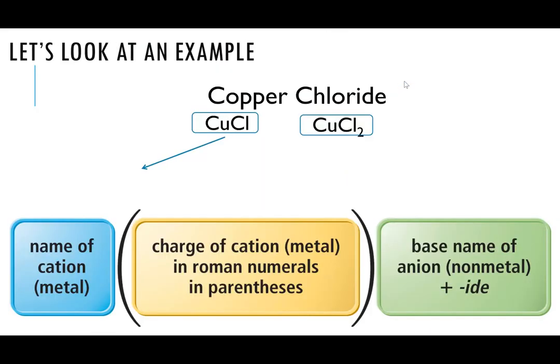So let's look at an example here. Writing the name of these compounds should look very, very similar to what we've done already. We're going to keep the name of the metal, so we're not going to do anything to that. Jump over here to the green box. We're going to keep the base name of the non-metal and add IDE. That's all the same. The only new piece here is we've got to include Roman numerals when we're talking about transition metals. So we only use Roman numerals for transition metals. That's it.